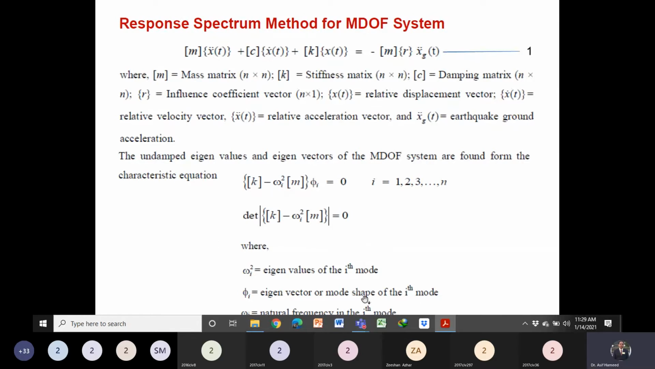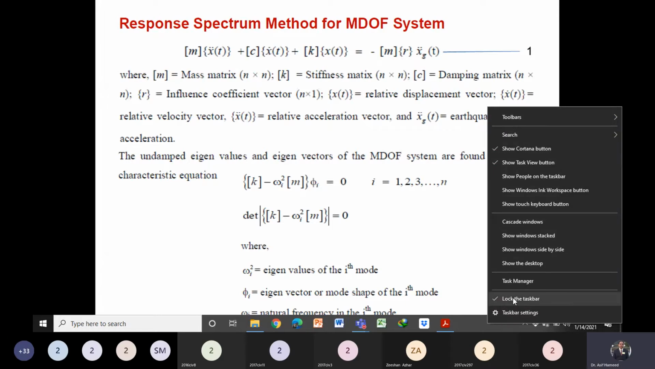So actually you have to perform the eigenvalue and eigenvector analysis. So for this multi-degree freedom system, you can perform the modal analysis, and after performing the modal analysis, what information will you have? How should I write this below? Show.